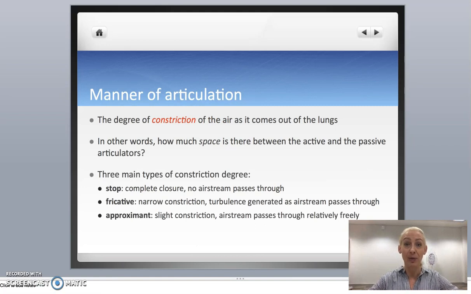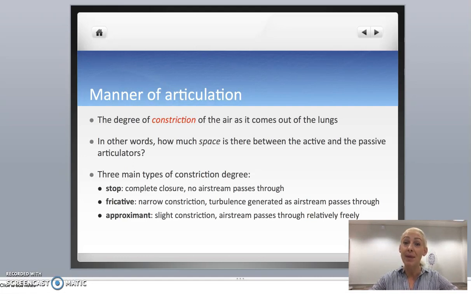And when we talk about manner of articulation, what we basically mean is the degree of constriction that we create between the active and passive articulator. So how wide or how narrow is the gap between the active and the passive articulator, because that will change how the sound is when the air passes through that constriction.